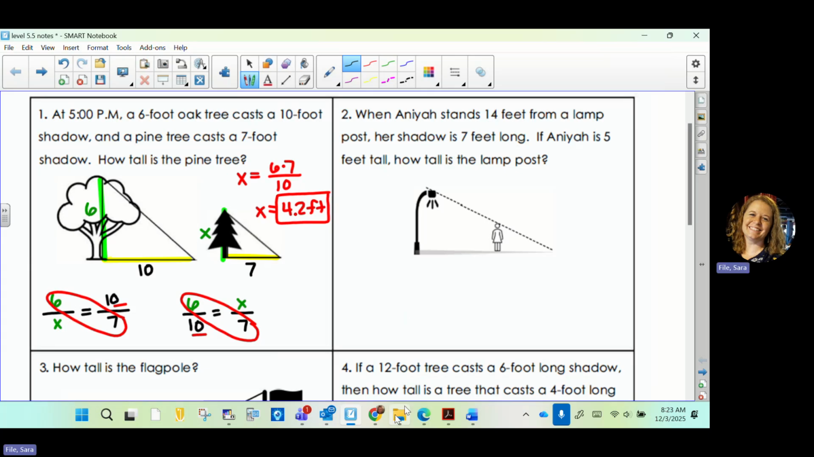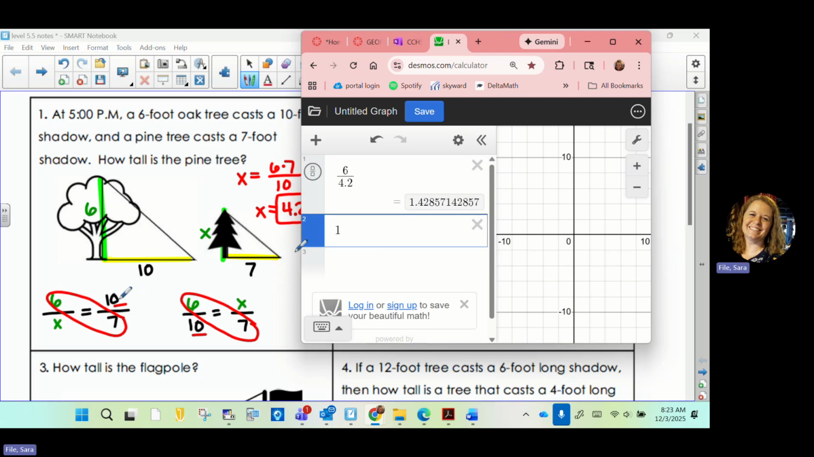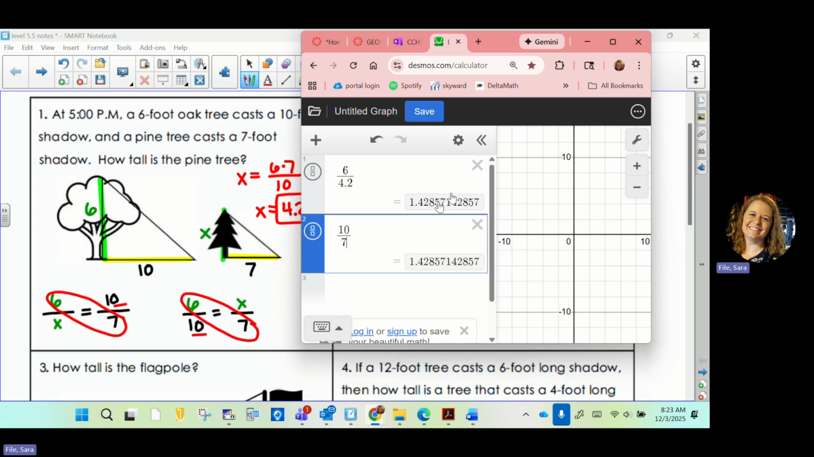Okay, now I think I did show you in Desmos how to check your proportions. But this only checks that you cross multiplied correctly. If you have the wrong setup and you plug in what you got, it's still going to make it look like you got it right. So your setup has to be correct for this to work. But you could check, okay, 6 is to 4.2 should be the same as 10 is to 7. Do they come out the same? They do, right? Okay, so it checks out.